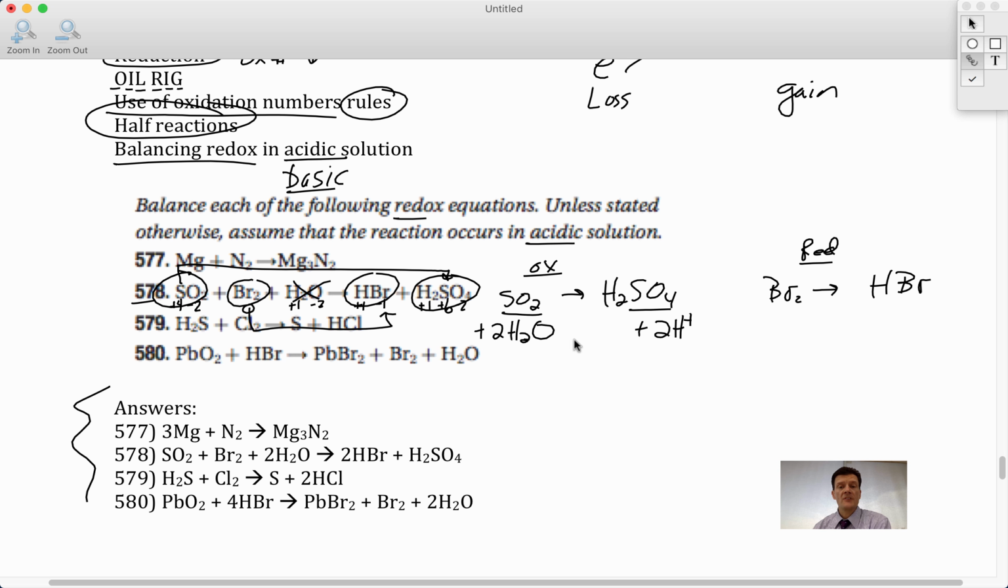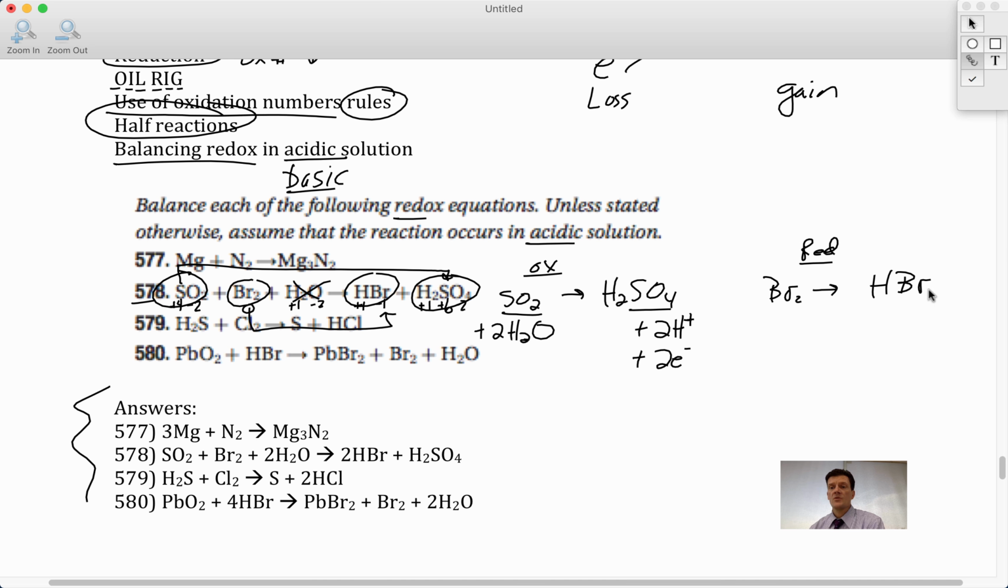Then we would balance the charge. Over on the left side, all of these are neutral, so that's 0 charge. Over on the right, the H2SO4 is neutral, but there are 2 1+ charges on the H, so 2 of those, so it's 2+. I add electrons here to balance the charge. So I'm going to add 2 electrons here to bring this right side charge down to match the left side charge.